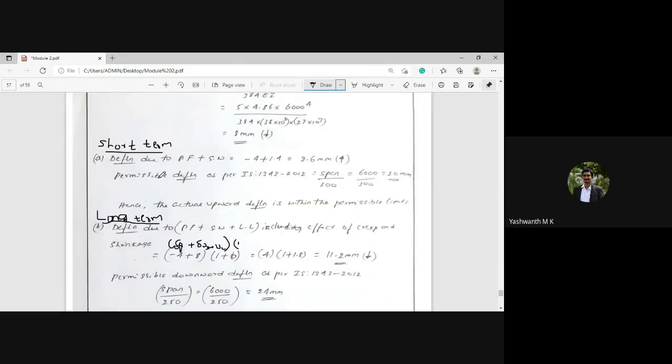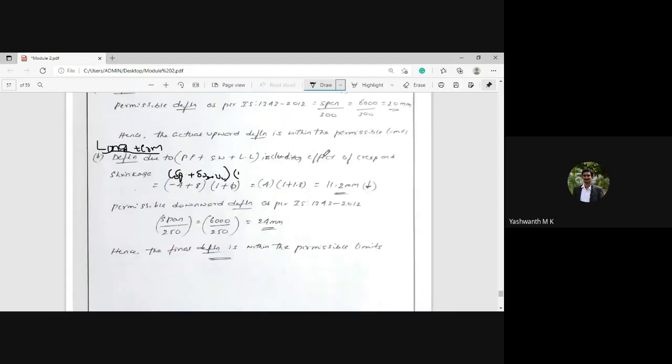How to go ahead: in yesterday's session, whatever was calculated by considering the effect of pre-stressing force and load is the short-term deflection. If I consider the effect of creep and shrinkage, those will be called long-term deflection. Is it clear? So this is regarding the problem. You can expect this type of problem in the examination also.